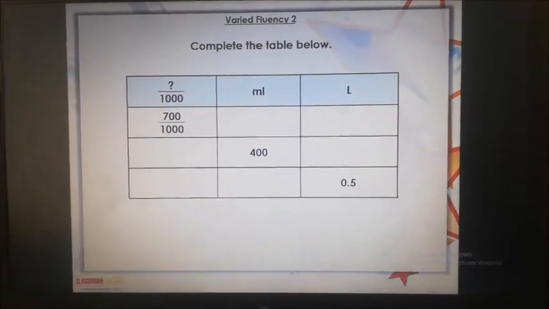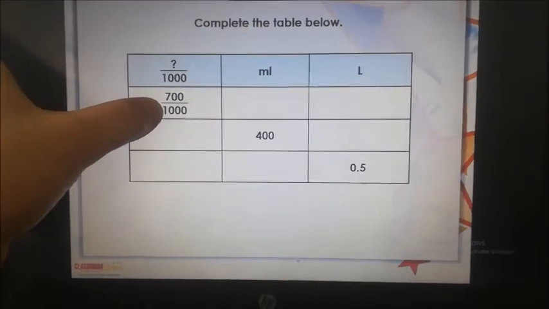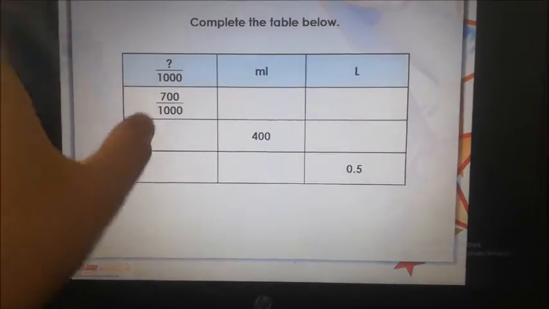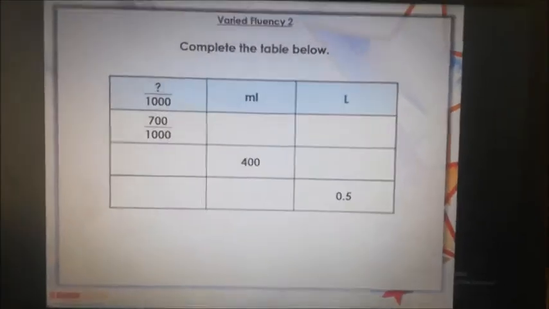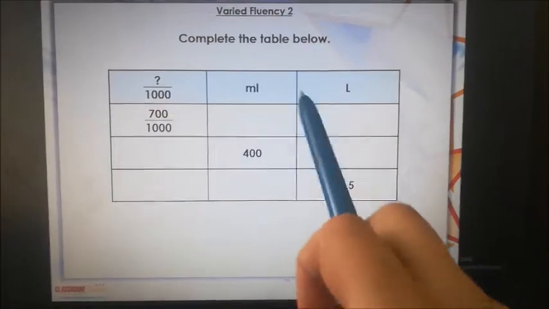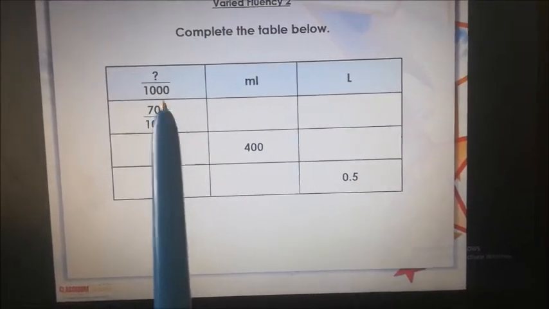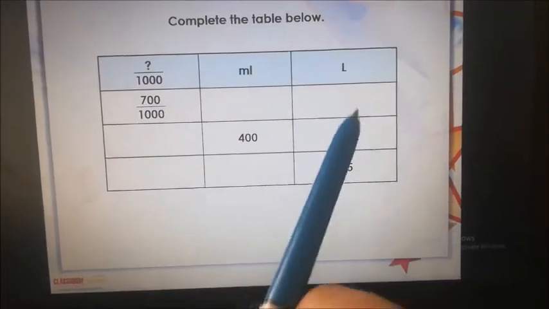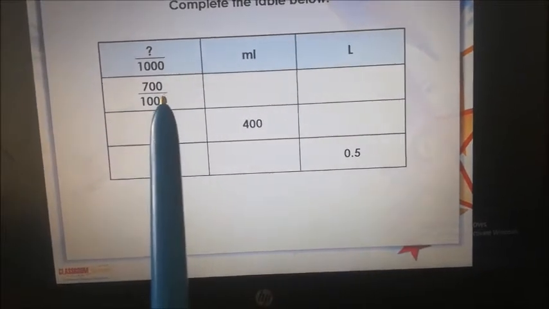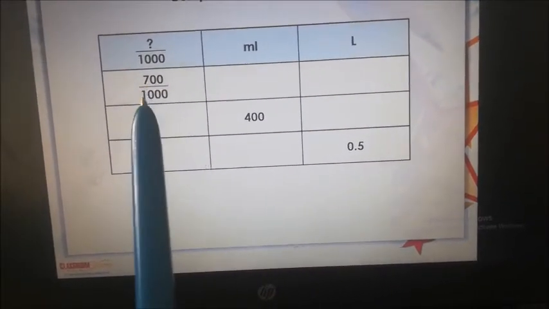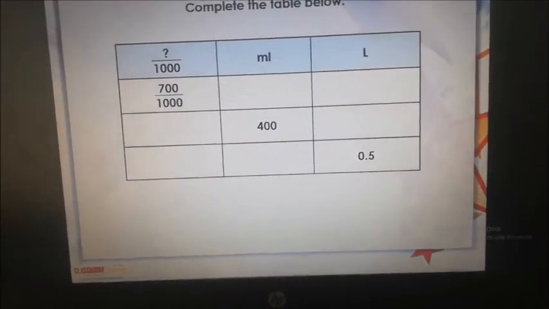Varied fluency 2. We've got a fraction here. We've got 700 over 1,000. What's that into millilitres, or what's that into litres? We know that if it was 1,000 over 1,000, that would equal 1 litre, because out of 1,000 we would have 1,000 of it. So that would be 1 litre, but we don't. We only have 700. So that is equal to 7 tenths if we convert this down. We have 7 tenths of a litre.